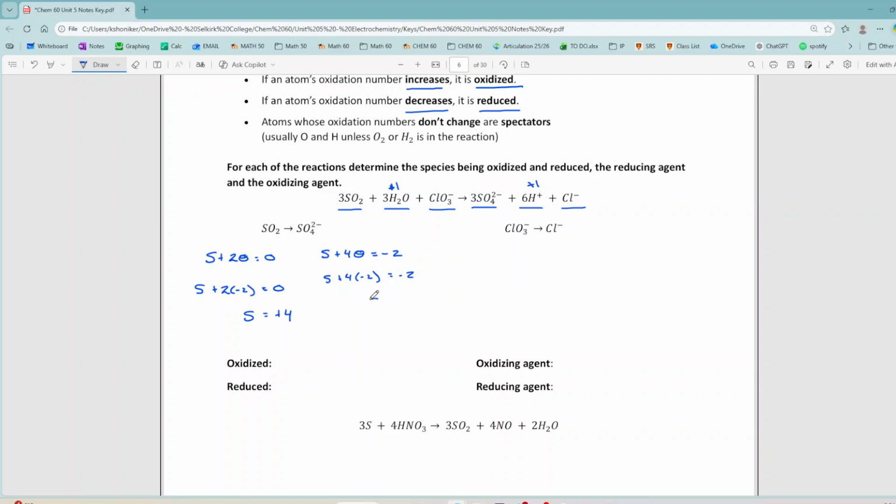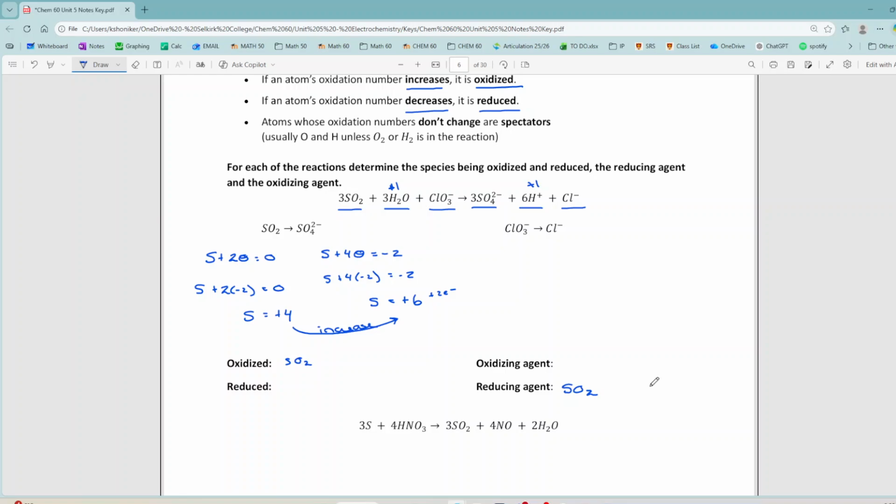So then I'm going to add 8 to both sides, and I get that this sulfur has an oxidation number of +6. This says that I'm going from +4 to +6. This is an increase in oxidation number. Increase in oxidation number means that this species has lost electrons. You would need to put 2 electrons over here to balance the charge. So I'm going to say that this is the species being oxidized. So SO2 is being oxidized, which means it's acting as the reducing agent.